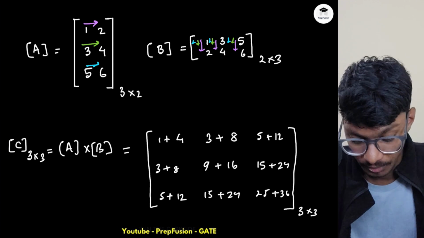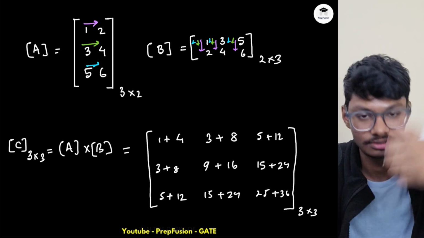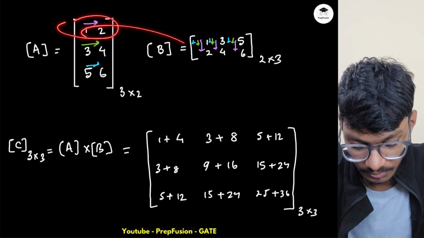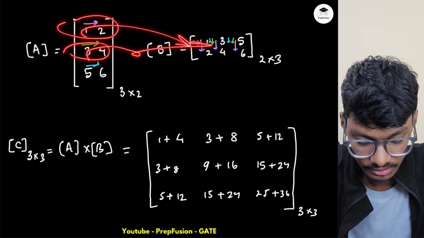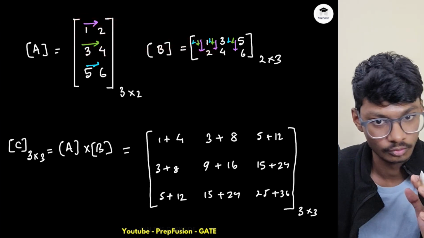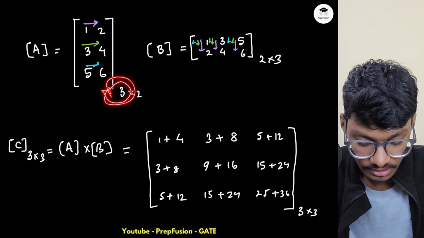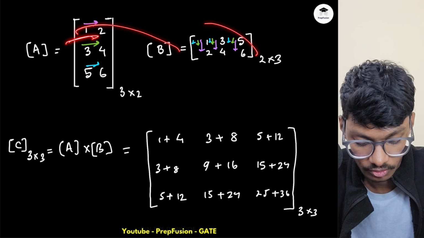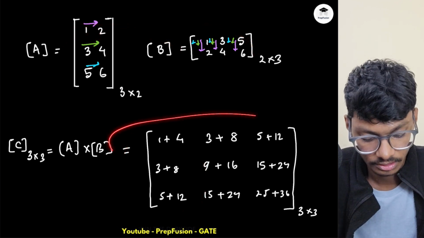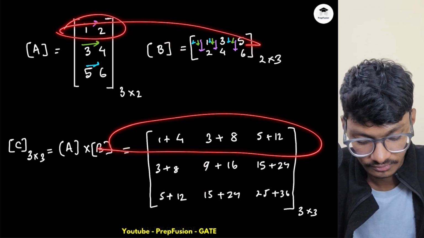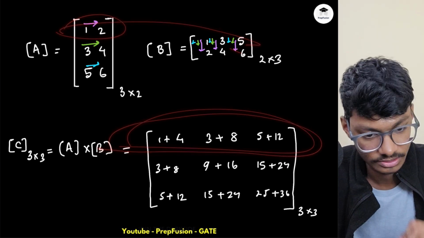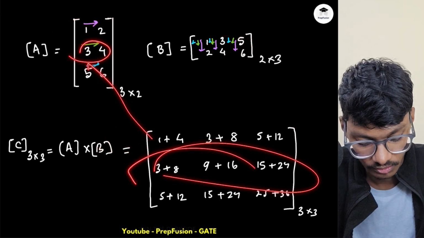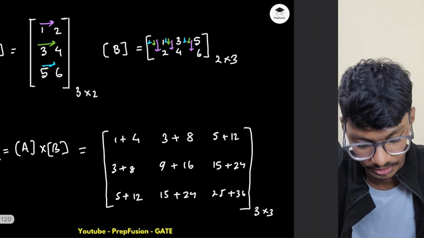Now, what people tend to confuse with this is that they multiply this row, this column, then again this row, this column, and like that they get confused. Don't do that, because we are taking the row of this and the column of this. First we apply this row to all of the columns, completing the first row. Then the second row is applied to all of the columns. I hope you get the point.